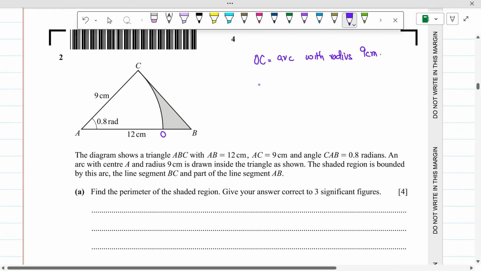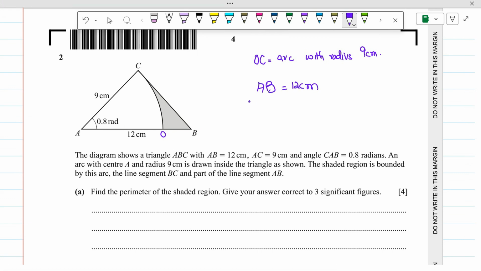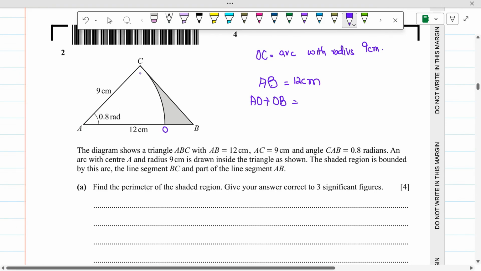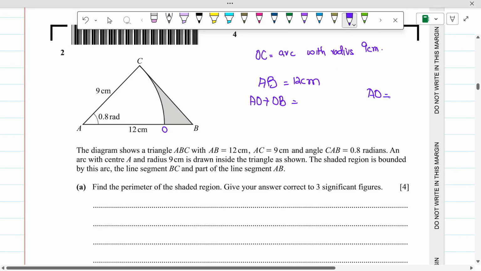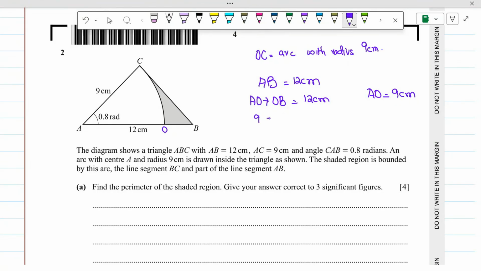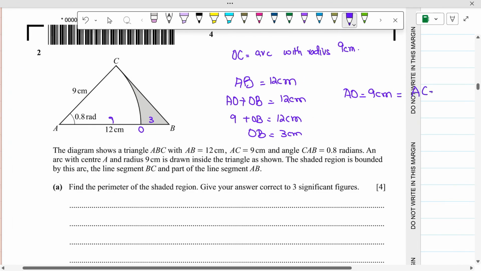We have AB, which is 12 centimeters, and this AB is equal to AO plus OB, where AO is the radius, so AO is 9 centimeters. So 9 centimeters plus OB is equal to 12 centimeters, so OB is equal to 3 centimeters. So OB is 3 centimeters and AO is 9 centimeters. AO and AC are the radius.